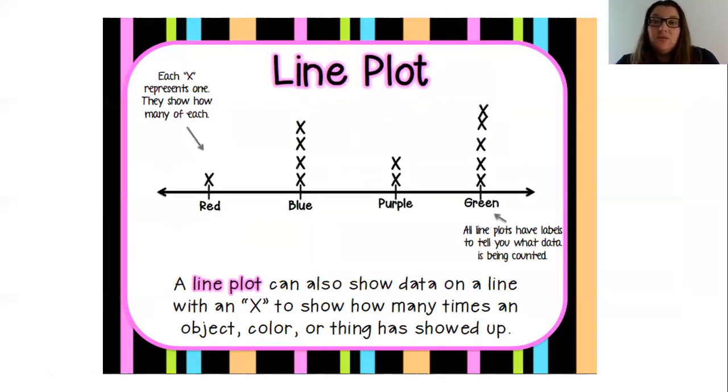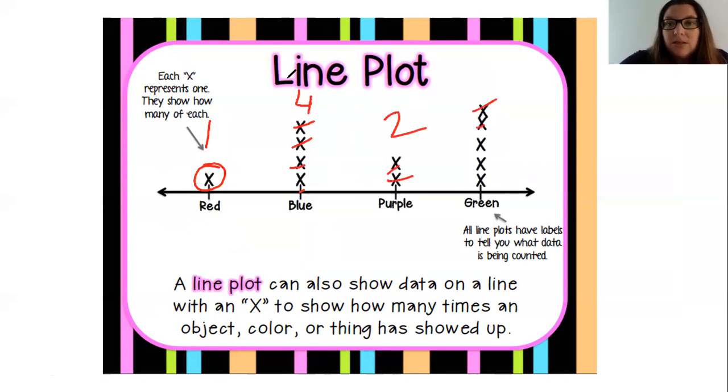Now this is an interesting way of graphing as we move into our graphing. Basically, each X represents how many of each thing there are. So here, if you said, what is your favorite color? One person chose red. 1, 2, 3, 4 people chose blue. 2 people chose purple. 1, 2, 3, 4, and 5 people chose green. Okay, so the X just represents the number of people.